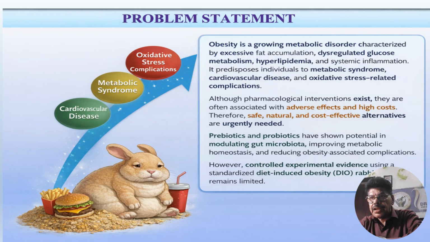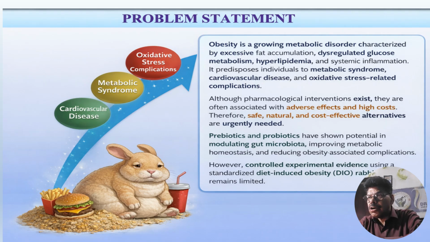The problem statement is that when we feed a high carbohydrate, high protein or high fat diet to rabbits, it may increase obesity, and that obesity may cause cardiovascular diseases, metabolic syndrome, and oxidative stress complications. Obesity is a growing metabolic disorder characterized by excessive fat accumulation, dysregulated glucose metabolism, hyperlipidemia, and systemic inflammation. It predisposes individuals to metabolic syndrome, cardiovascular diseases, and oxidative stress-related complications.